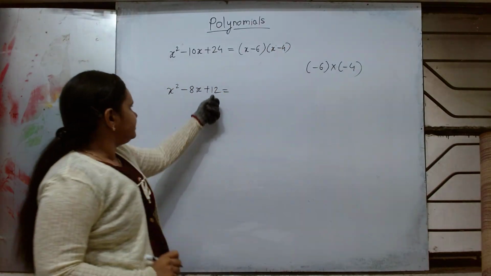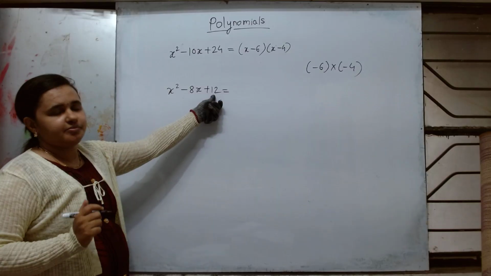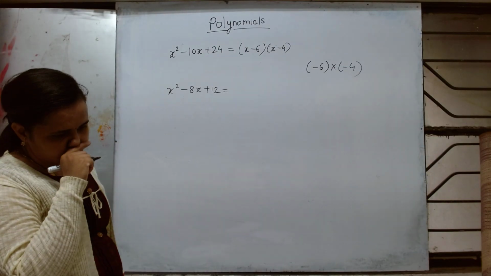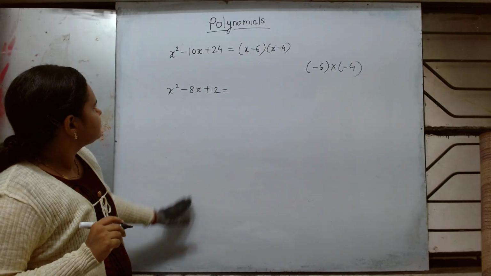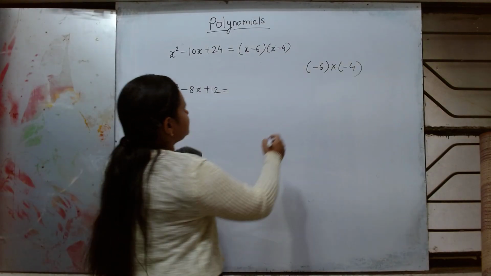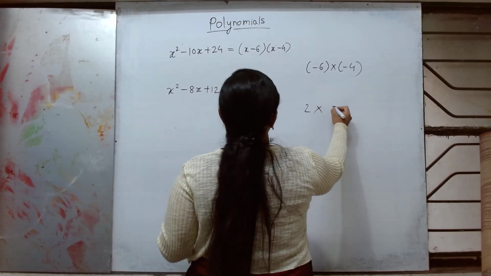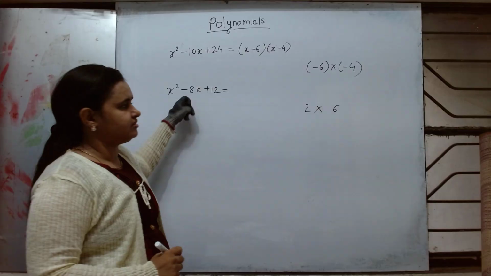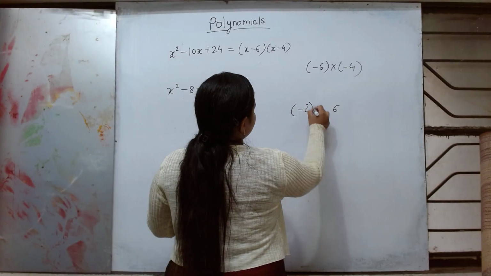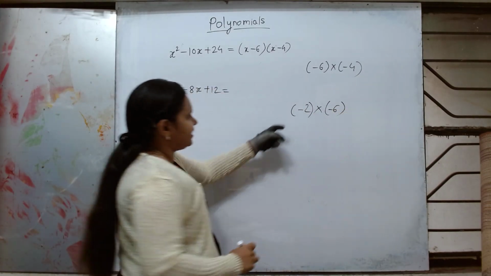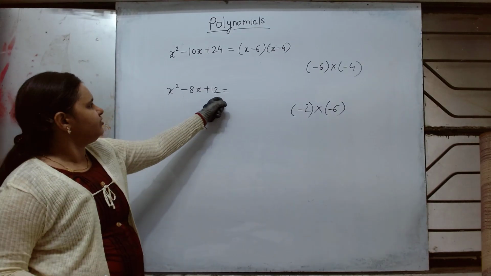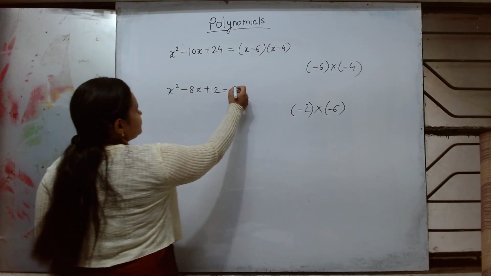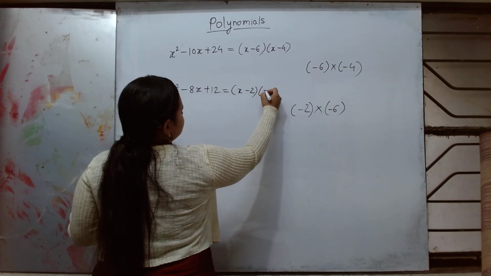Again, here two numbers whose multiplication should be 12 and sum should be minus 8. So here 2 into 6 is 12, but we want minus 8, so it should be minus 2. Minus 2 into minus 6 is 12, and minus 2 minus 6, their sum, is minus 8. So the factors will be x minus 2 and x minus 6.